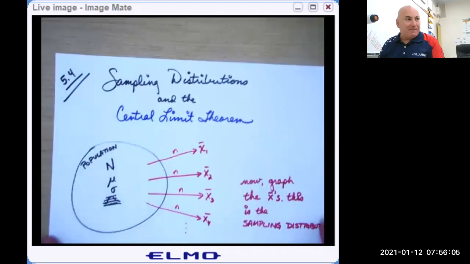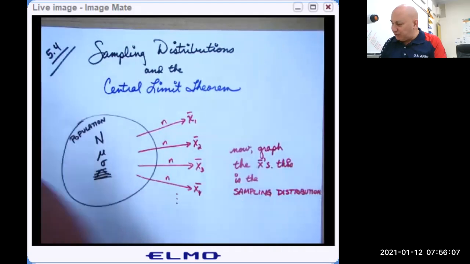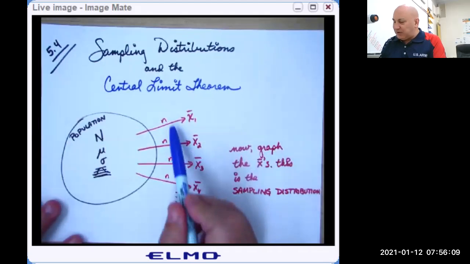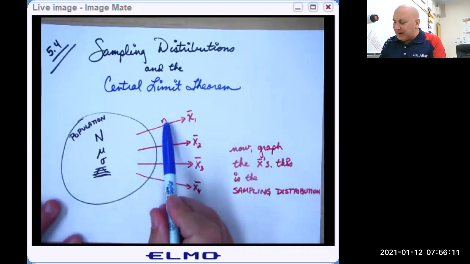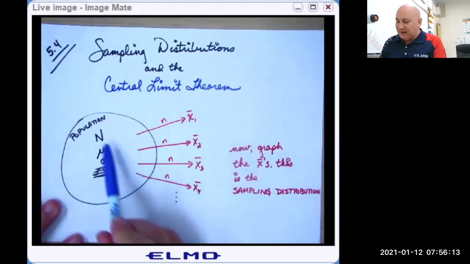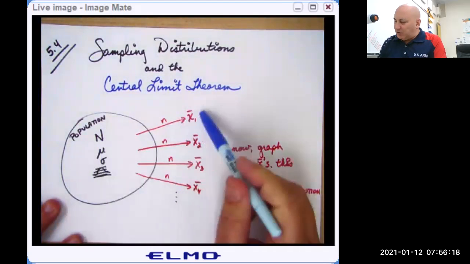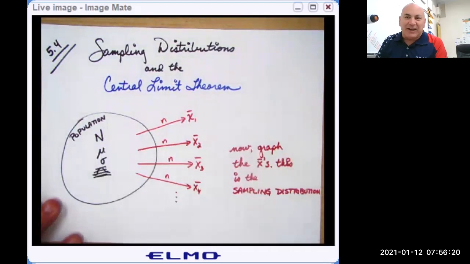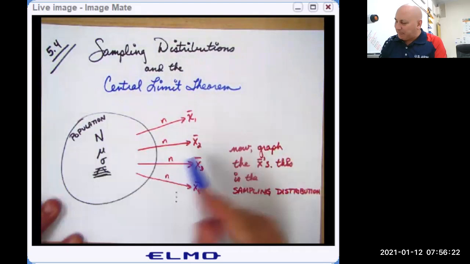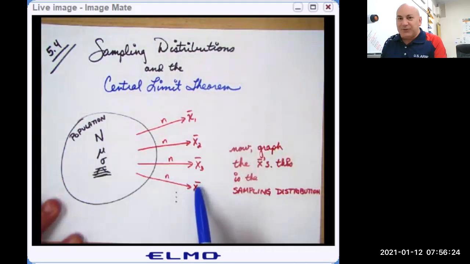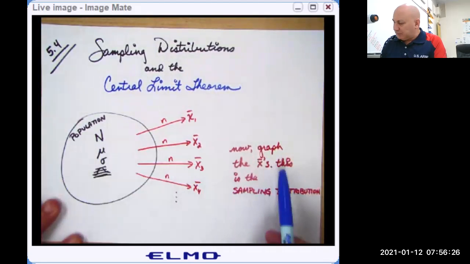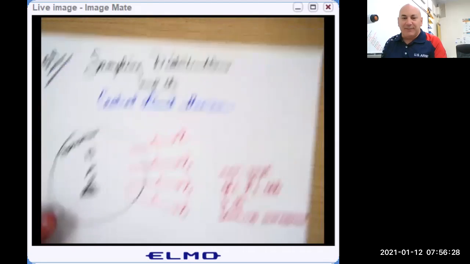You've written it all down. Let's review. A sampling distribution is what you get when you take every possible sample of size little n out of a population of big N, and you average them. Now you don't have to average, but that's mostly what we're going to do. You average those samples and you graph them. That's the sampling distribution.